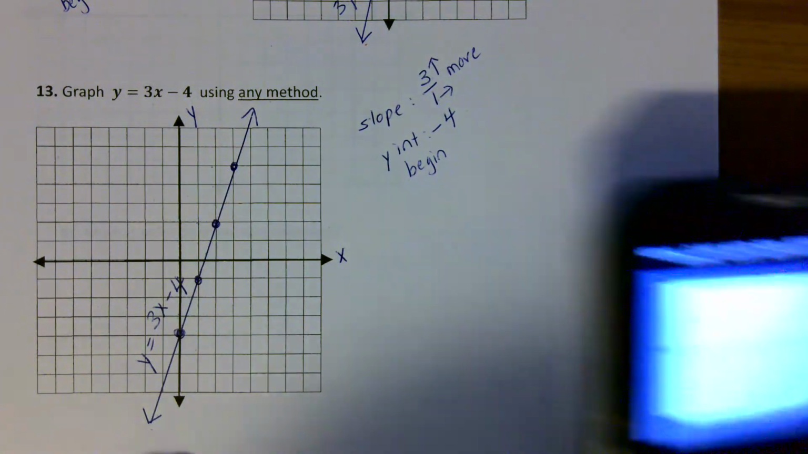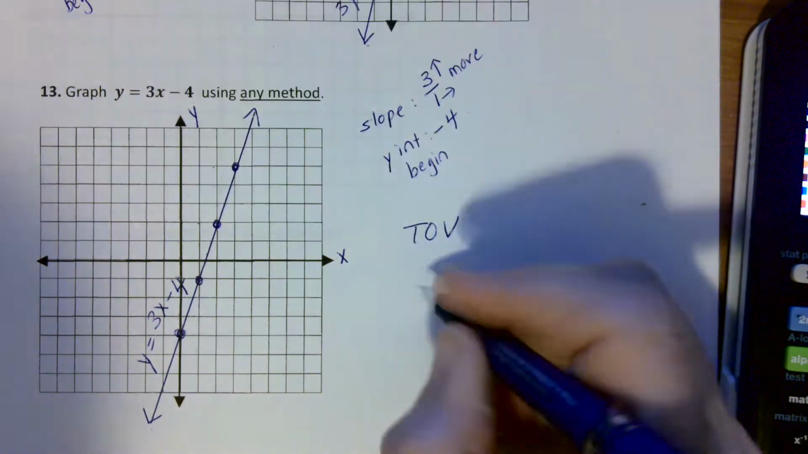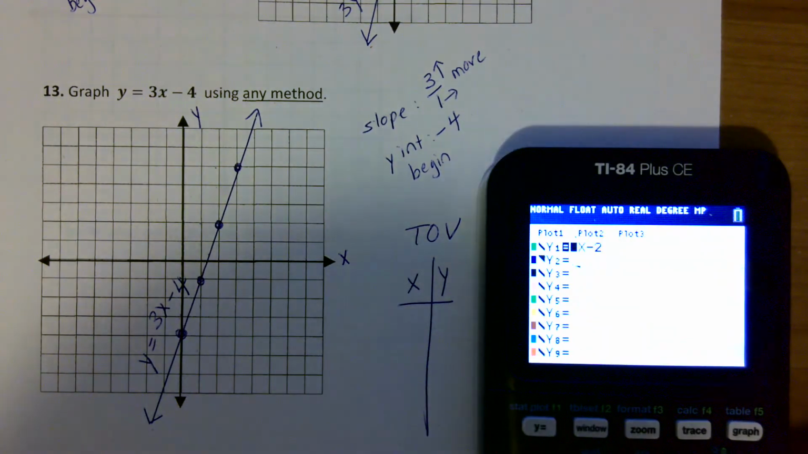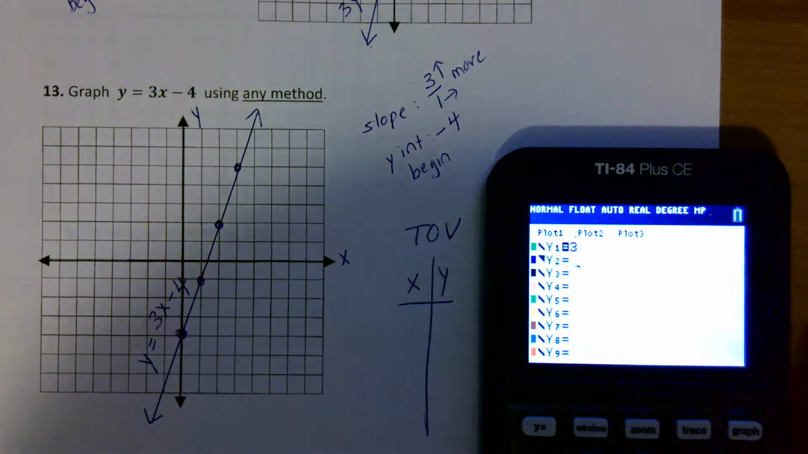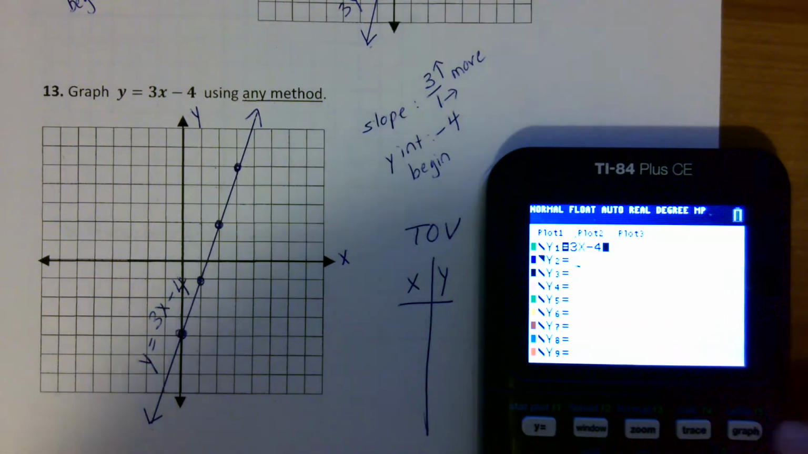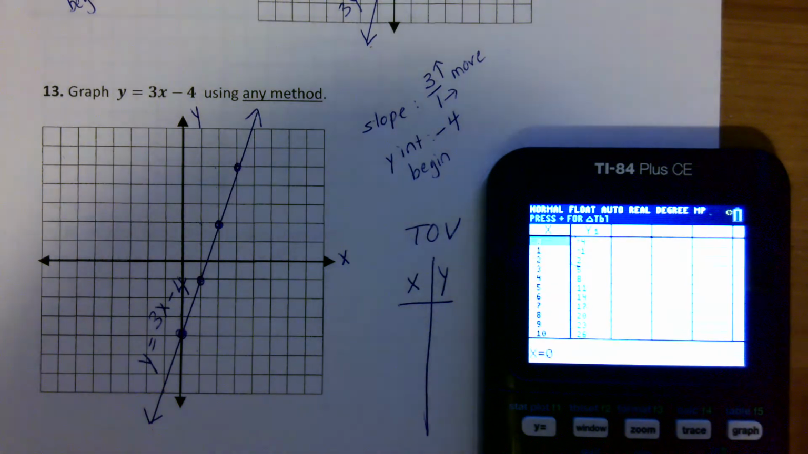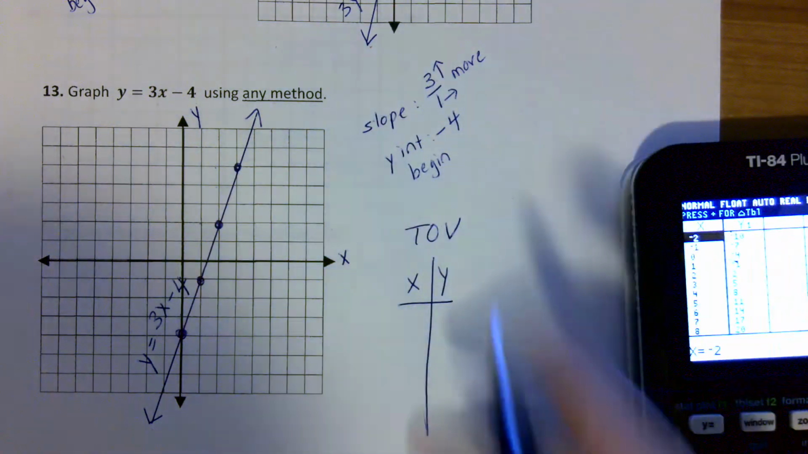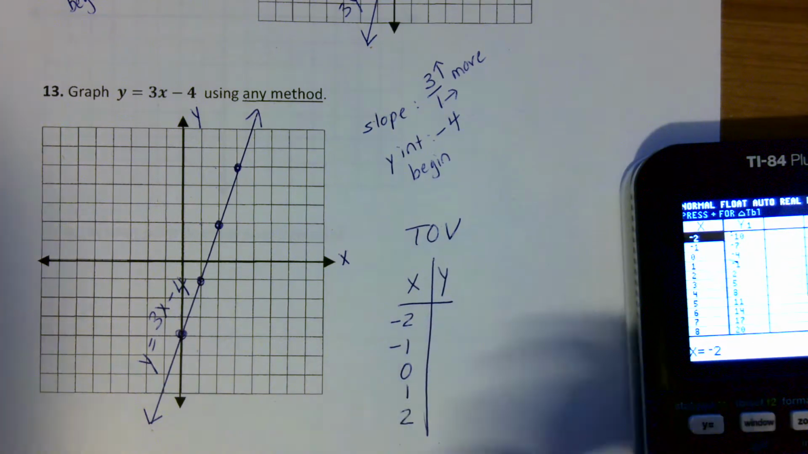You could have said, you know what, I want to use my table of values. I'm going to get some points for x and y. So I'm going to erase this, put in y equals 3x minus 4, and look at our table of values, second graph. And since this is an integer, we usually pick the integer values, negative 2, negative 1, 0, 1, 2 for x.